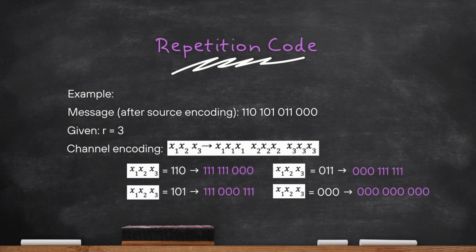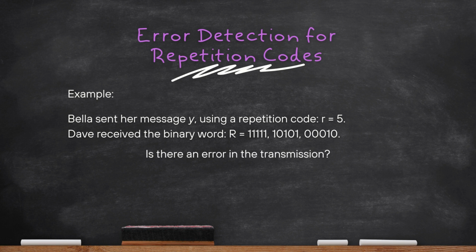So the same method was also applied to this next example where your r is still equal to 3. So take note that each bit string is repeated 3 times. So for the next example, we have Bella sent her message y using repetition code r equal to 5. So they received the binary word r equal to 11111, 10101, and 00010. So is there an error in the transmission?